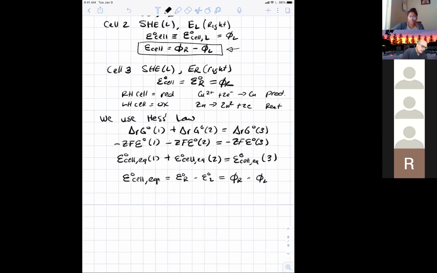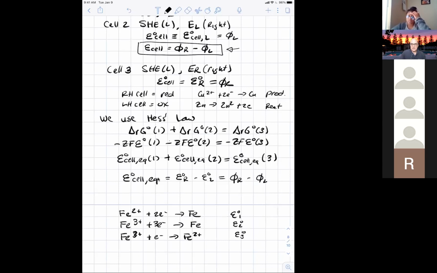So this is an example where, let's say you have iron 2 plus 2 electrons goes to iron. Iron 3 plus 3 electrons goes to iron. And then you have iron 3 plus an electron goes to iron 2. Well, this is a case where if you're given these 3 half reaction voltages, you can't add the voltages as if they were free energies, right?